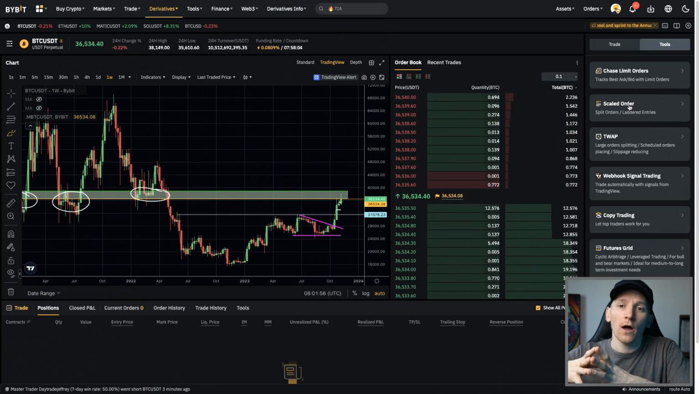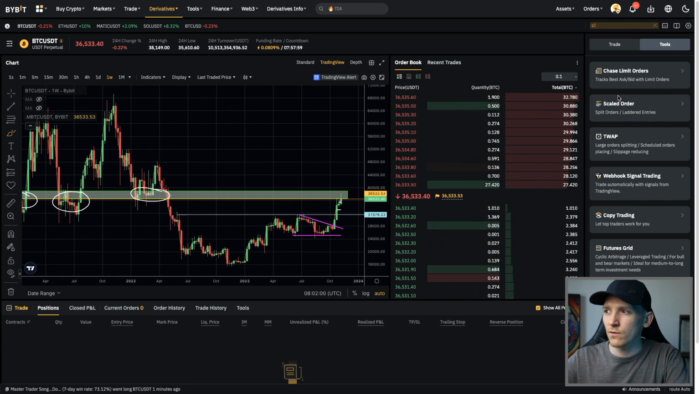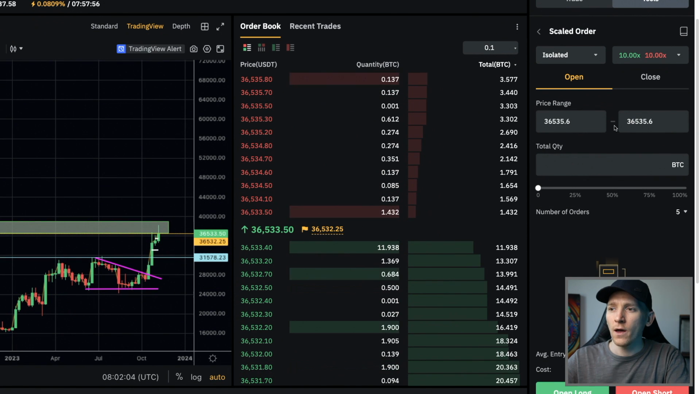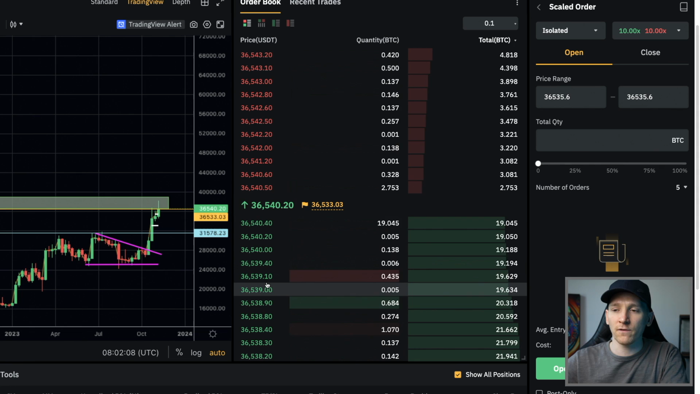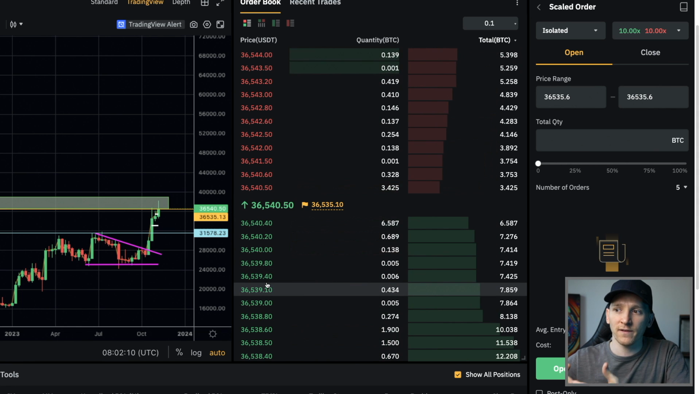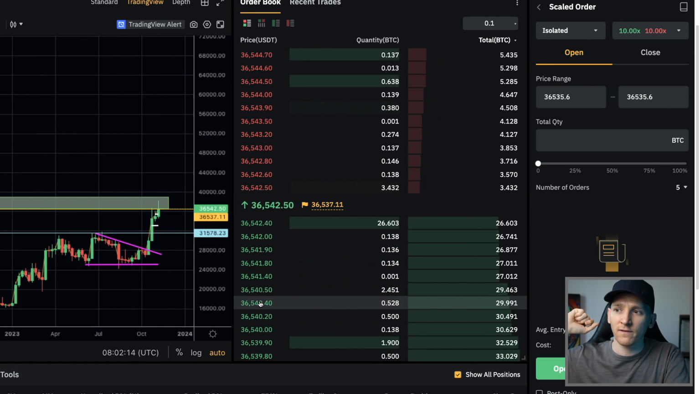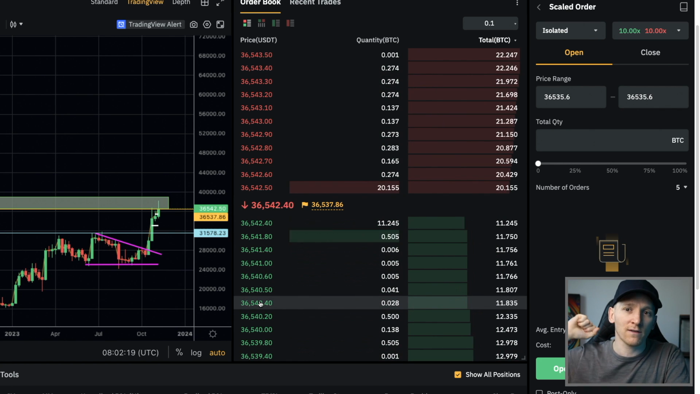Scaled orders are a little bit similar. What you can do here is put a lot of orders in on the book all at once. So if we click scaled orders under tools, you may have traded like this before, where you're putting multiple bids on the bid side of the order book because you want to get a good price. You're saying, well, I want to enter, but I know that the price moves around, so I'm going to put an order in at 36,540, 36,538, 36,520, 36,510, right?